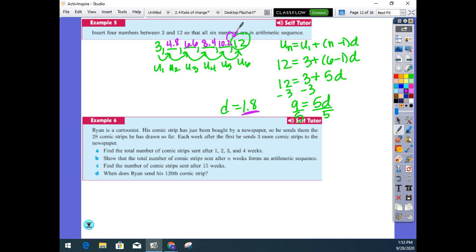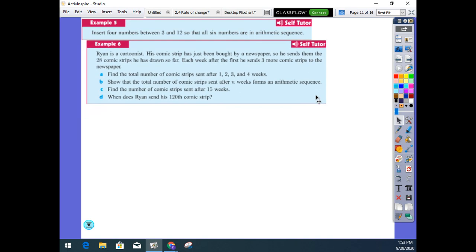All right. Last one is a word problem. This is going to be more like what you guys will see. I'm going to tell you the bell's going to ring on me pretty soon, so I'm going to try and do as much as I can, then just use the book to finish out if the bell rings. Okay. So he's a cartoonist. His comic strip's just been bought. He sends them his 28 strips that he has so far. So we're going to call that the first week, u sub 1. Week 1. In the second week, and each week after, he sends 3 more.